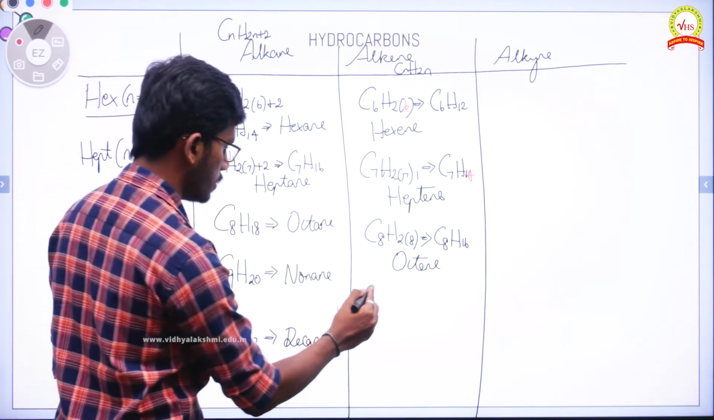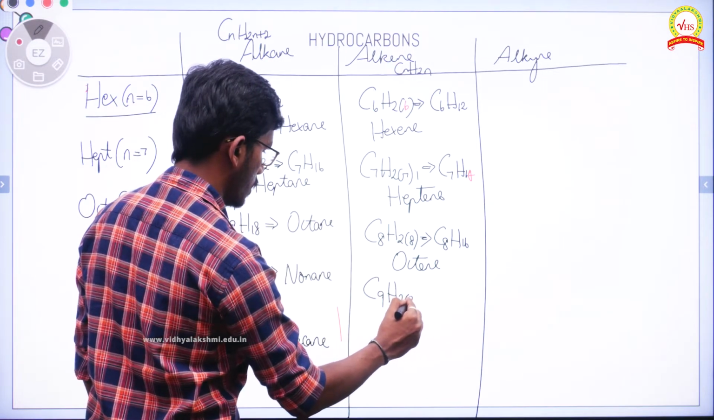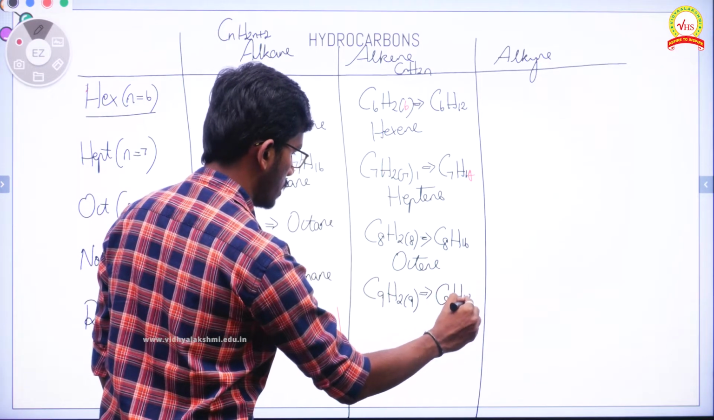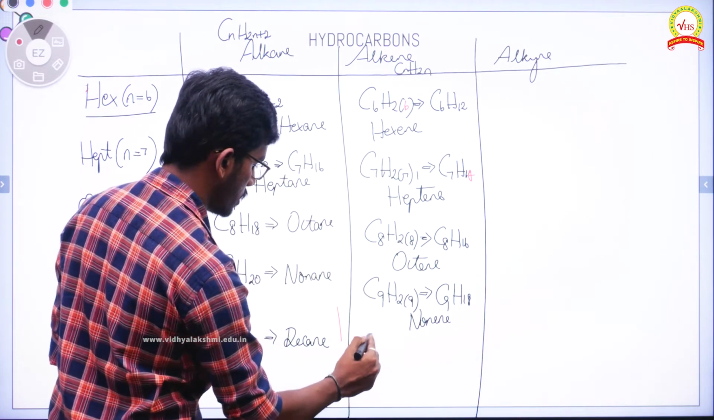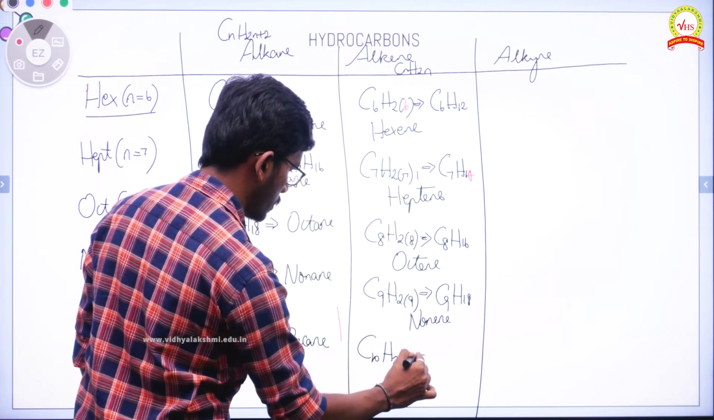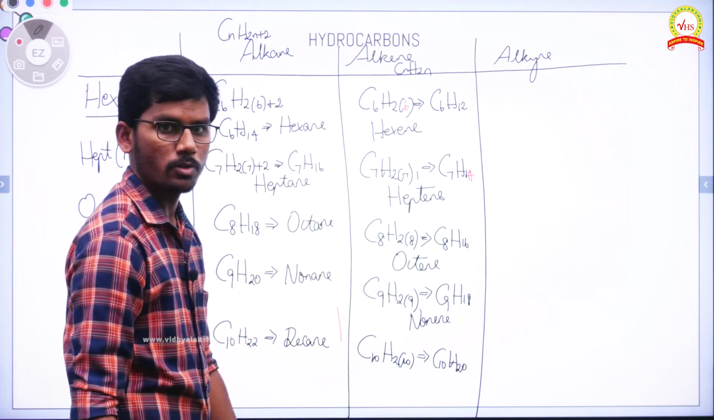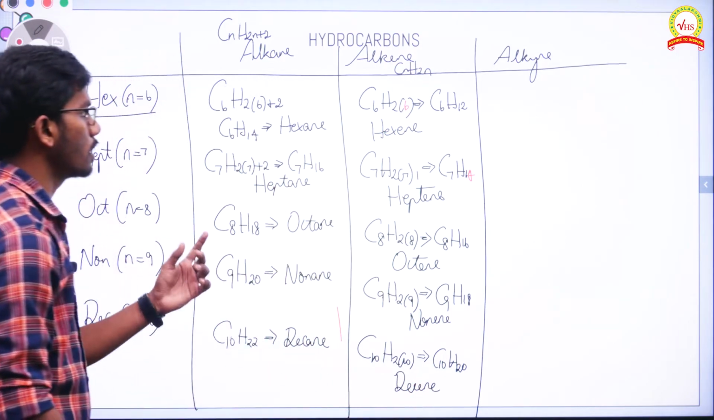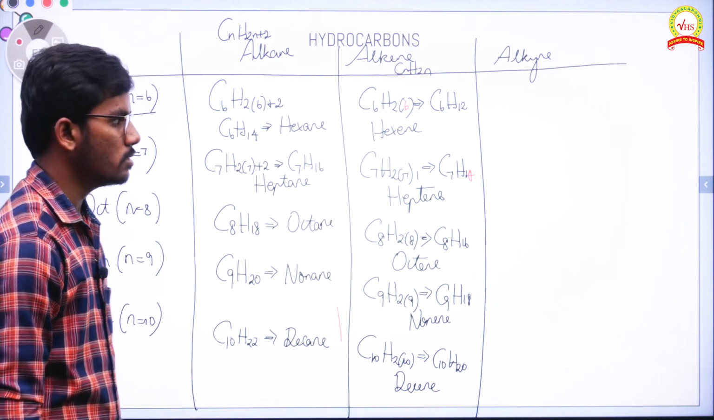Next 9 carbon atoms, C9H 2 into 9, which implies C9H18, and the name of this compound is nonene. And finally the 10 carbon atoms, C10H 2 into 10, which implies C10H20, and the name of this compound is going to be decene. So for the alkane and alkene series, we have discussed the first 10 carbon compounds.